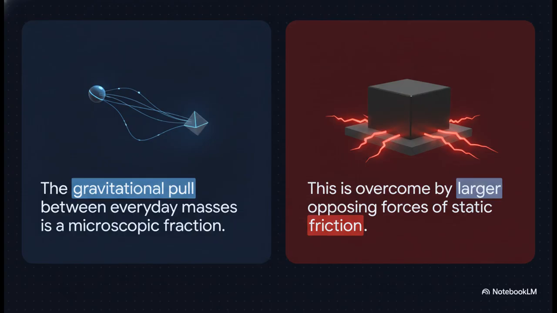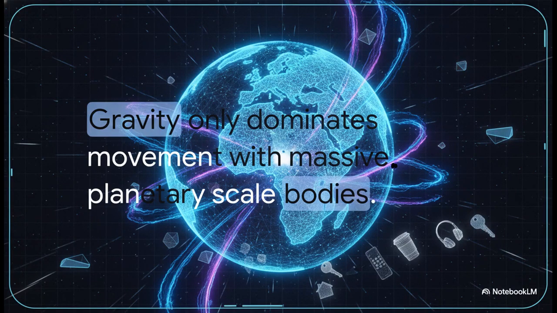That tiny attractive force is definitely there, for sure. But when we compare that microscopic gravitational pull against the environment, it completely loses the battle. It is totally countered and overcome by the much larger opposing forces of static friction. The friction acting between your feet and the floor, or between your everyday objects and the table surface, is vastly stronger than the gravitational pull between them. To truly see gravity take the steering wheel, a planetary scale is required. Gravitational forces only become dominant, capable of actually controlling structural movement and overriding other forces like friction, when at least one of the interacting bodies possesses a massive planetary scale of mass.